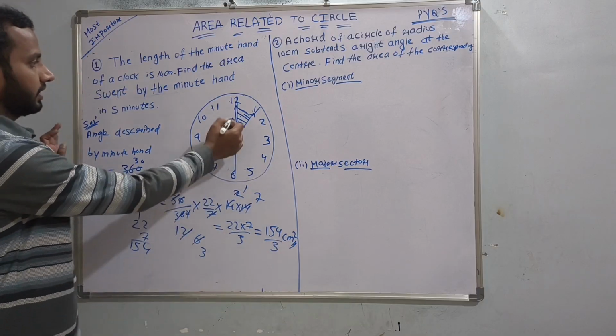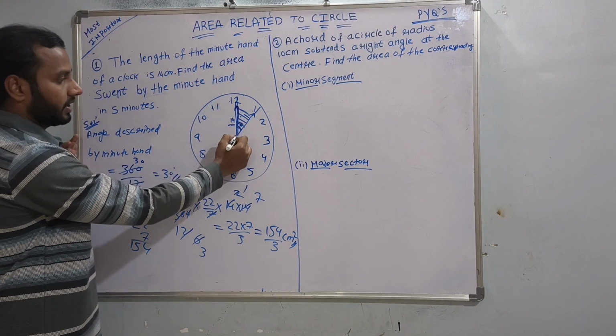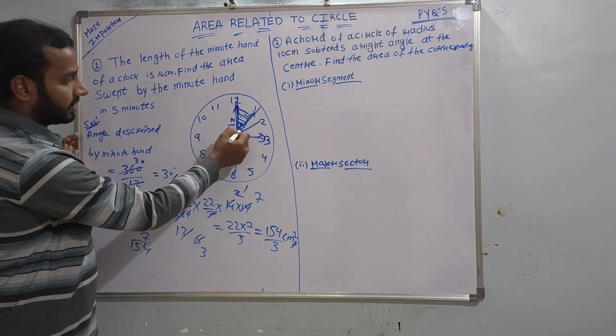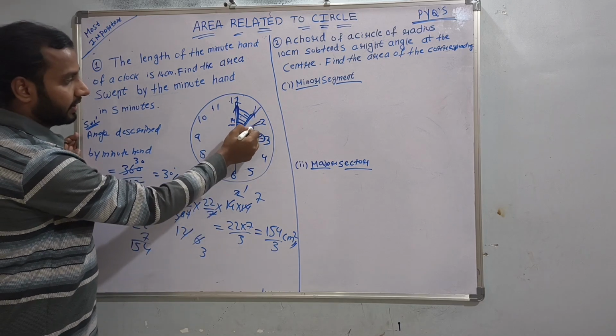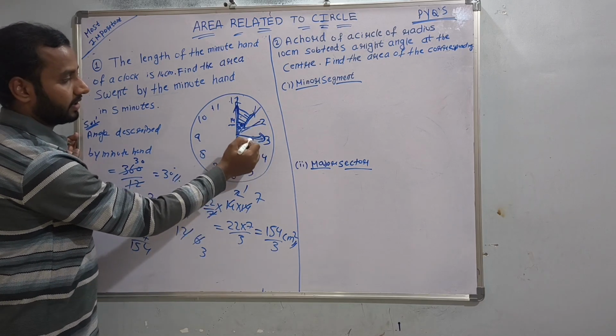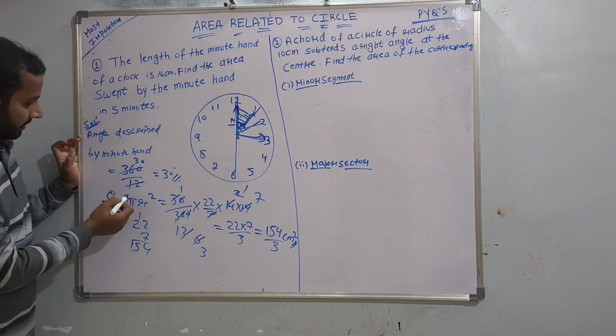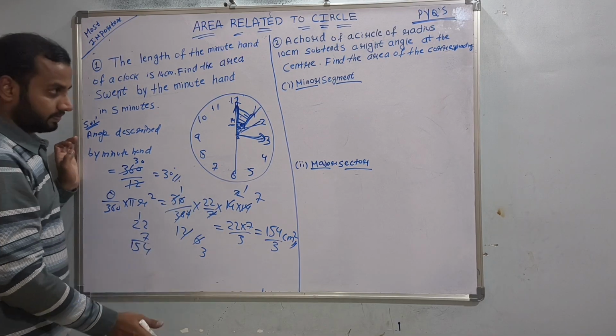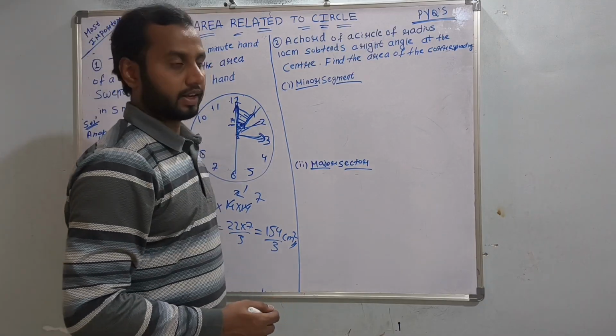Isn't it? Sometimes they may ask you the area swept by the minute hand in 15 minutes, then each sector is having the angle 30 degree, then 60, then here it will be 90 degree. Angle will be 90 by 360 into pi r square. Everything will be same. Now to find out the next question.